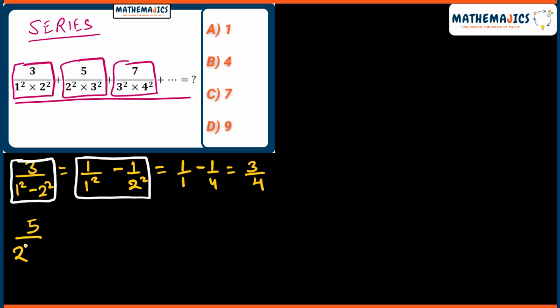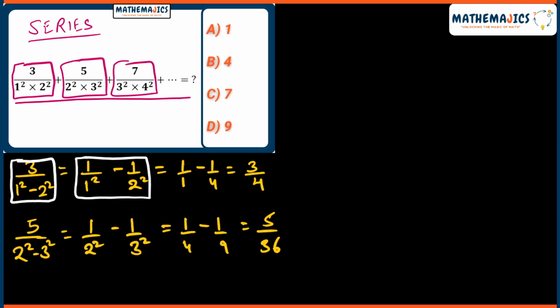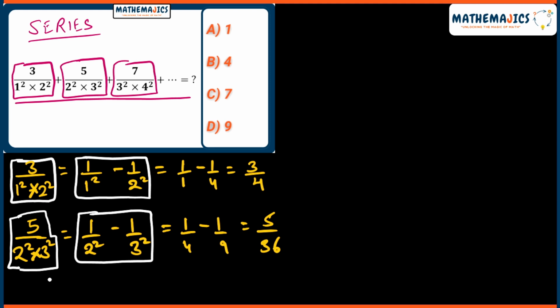5 by 2 square minus 3 square. Correct. I can write this as 1 by 2 square minus 1 by 3 square. Now these two are exactly the same. Let's simplify this to understand. This will be 1 by 4 minus 1 by 9, which will give us 5 by 36. Now please look here. You are getting 5 by 36 from, sorry, this is not minus, this is multiply. My bad. This is multiply, okay? So this is 5 by 36 only. And we are getting 5 by 36 from here as well. That means these two are the same. We are just writing it in a different way.